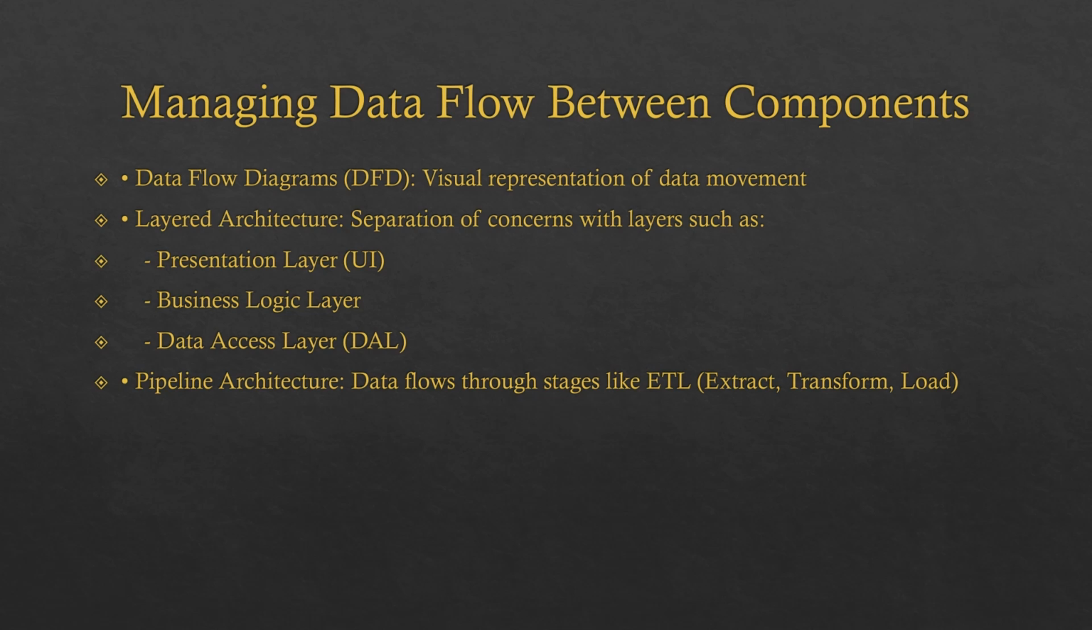One of the first things we need to do when designing data flow is create data flow diagrams, or DFDs. These diagrams visually represent how data moves through the system. Additionally, using a layered architecture helps in organizing the system. For example, the presentation layer, the business logic layer, and the data access layer, where each layer has a distinct responsibility. A pipeline architecture such as ETL, extract, transform, load, also helps ensure a smooth data flow.